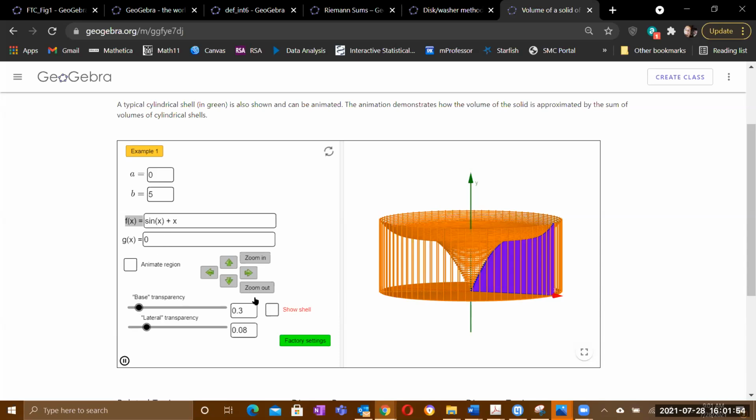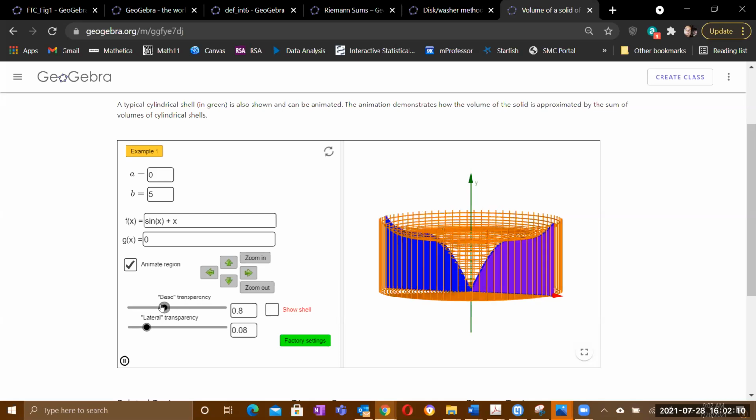Oh, this doesn't give me the option to revolve things. Okay. Yeah, whatever. No, this thing sucks.